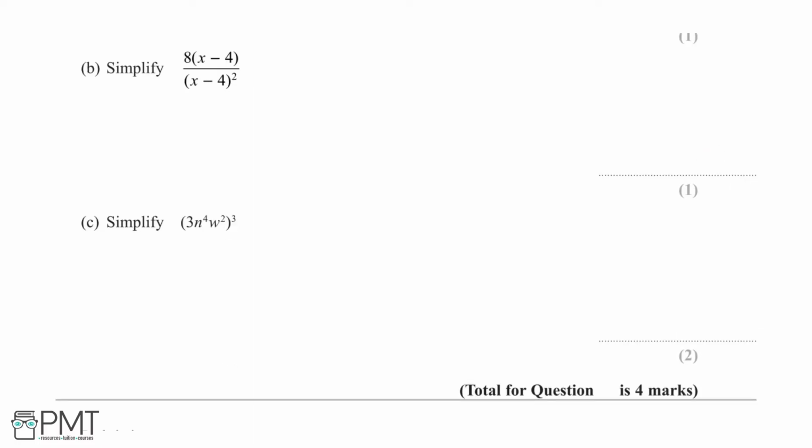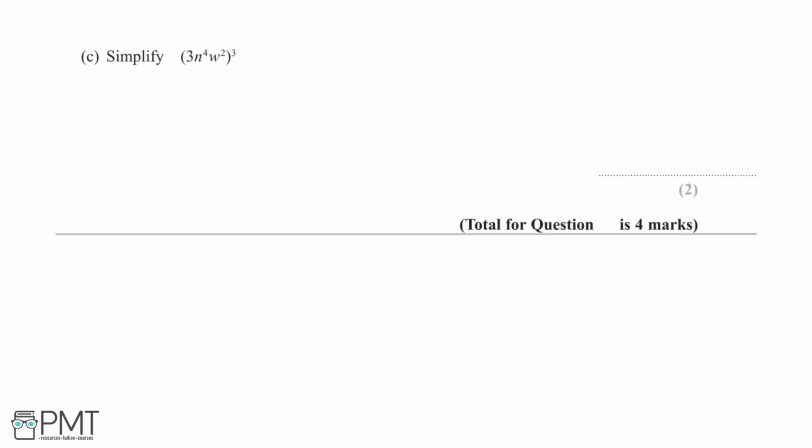Part B has asked us to simplify 8 times x minus 4 all over x minus 4 squared for 1 mark. We can cancel through by 1 lot of x minus 4, to leave x minus 4 on our denominator. And this means our final answer will be 8 over x minus 4, like this. This part is worth 1 mark, and you get 1 mark for the correct final answer.